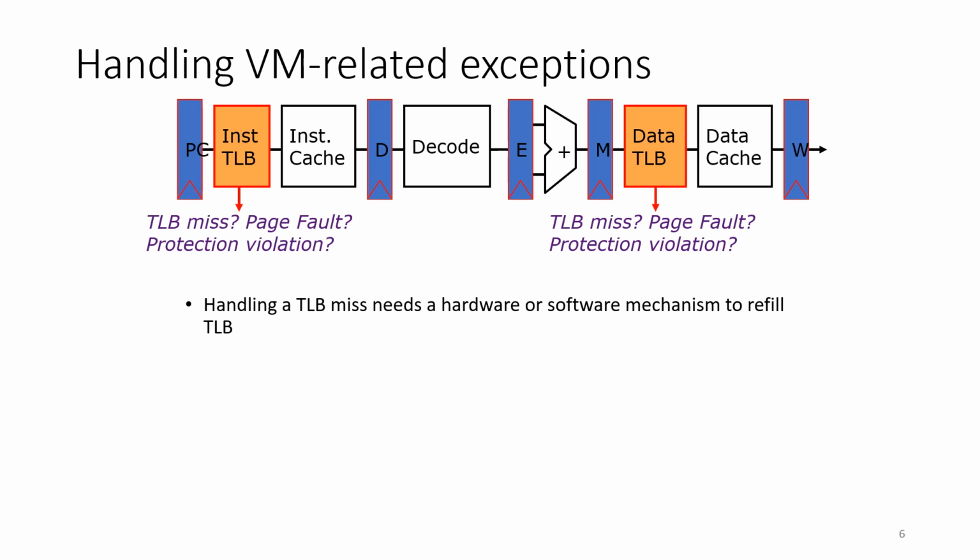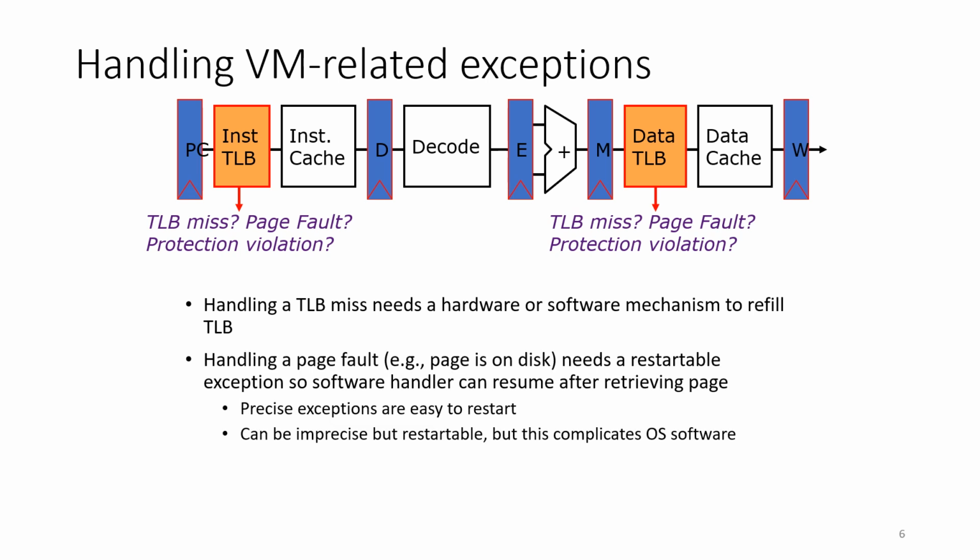TLB misses can be implemented in hardware or in software. If it's handled in hardware, the processor just waits. If it's in software, an exception transfers control to an operating system function and the instruction is retried at return. Page faults also need a restartable exception like TLB misses, handled by software. It's preferred to use precise exceptions.